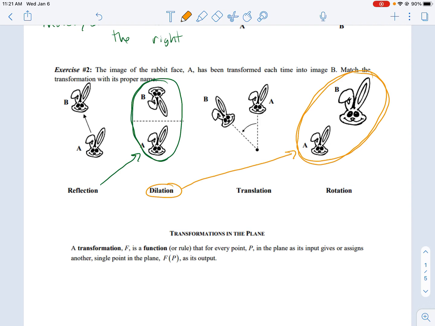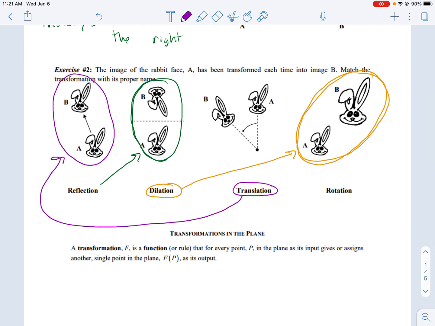Next is translation. Translation is where, like I said up top, our image just moves. We don't rotate it. We're not reflecting it over any particular line. It's not getting larger or smaller. It's just getting shifted to the left, to the right, up or down, wherever our translation is telling us to shift it. So that's this one right here. Our image of our bunny rabbit hasn't changed. It just got moved up and to the left.